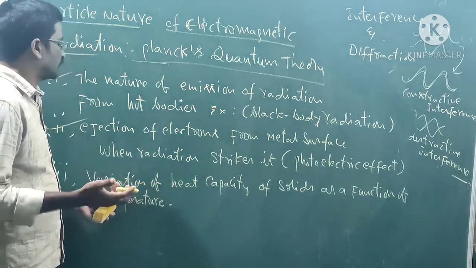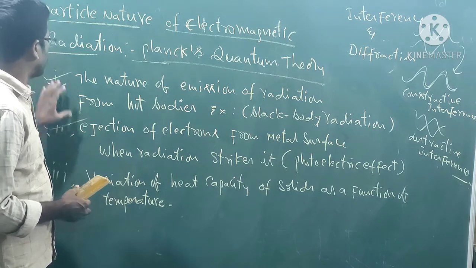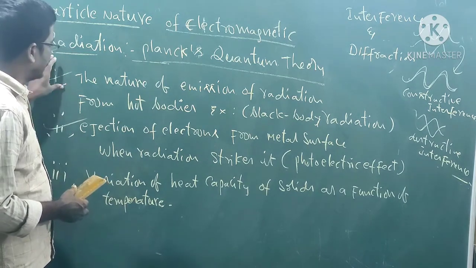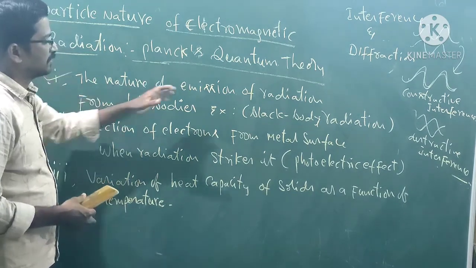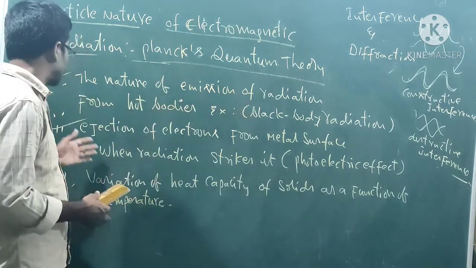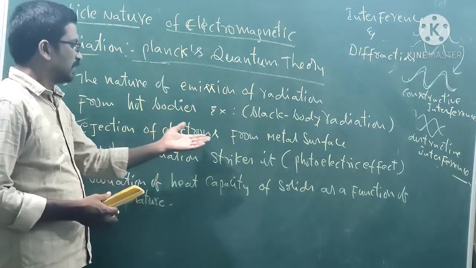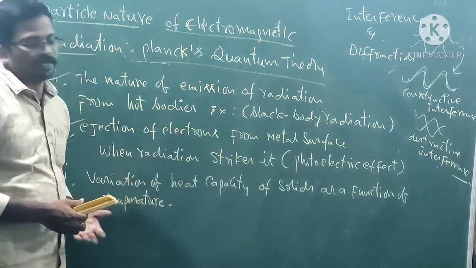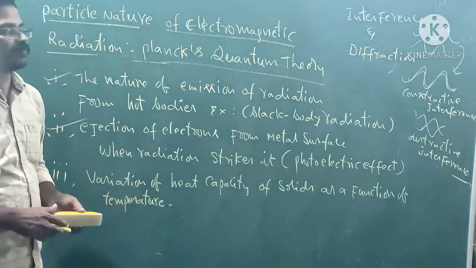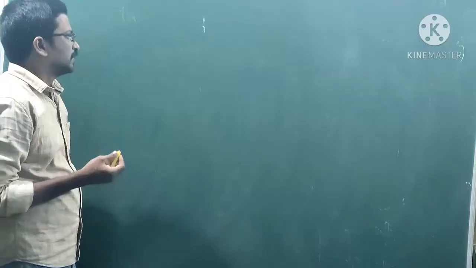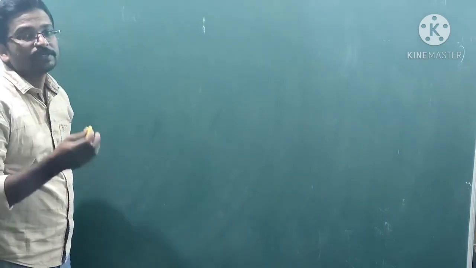In our syllabus, two topics are covered in detail: the nature of emission of radiation, which is black body radiation, and the ejection of electrons from a metal surface, which means the photoelectric effect. Okay, let us focus. In the 10th class textbook also there is one concept.